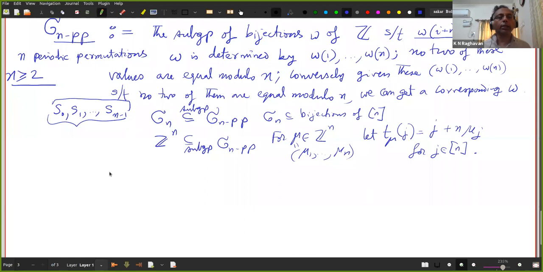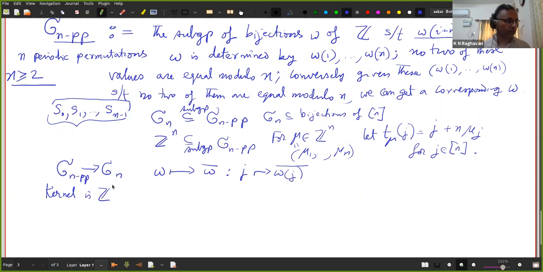So there is a map from S n P P to S n with W going to W bar, right? Where W bar takes j, between 1 and n, to Wj, which is an integer, but I take it modulo n, right? Modulo n, my representatives are 1 through n, correctly interpreted. So the kernel of this map is Z n.